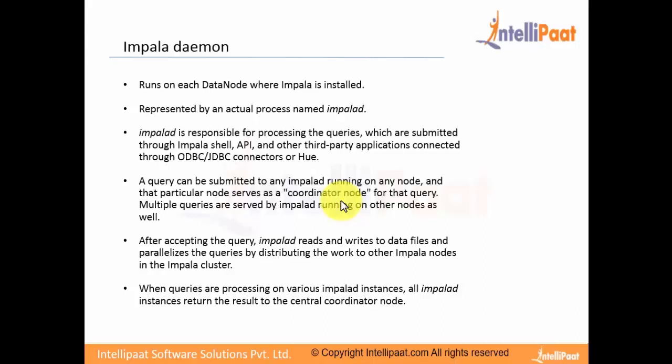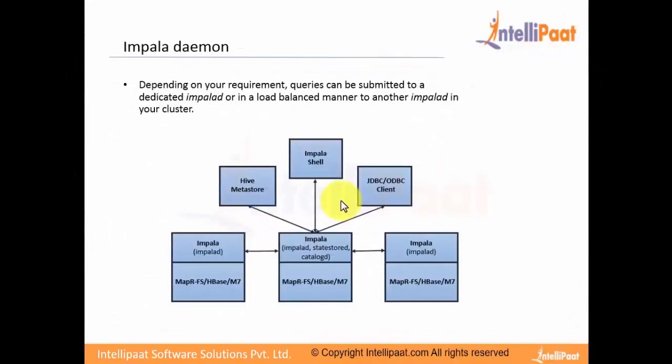Now, when the query is distributed to the nodes which have the data, they will process all the data in parallel, and when the queries are processing on various Impala D instances, all Impala D instances return the results to the central coordinator node. Depending on your requirement, queries can be submitted to a dedicated Impala D or in a load balanced manner to another Impala D in your cluster.